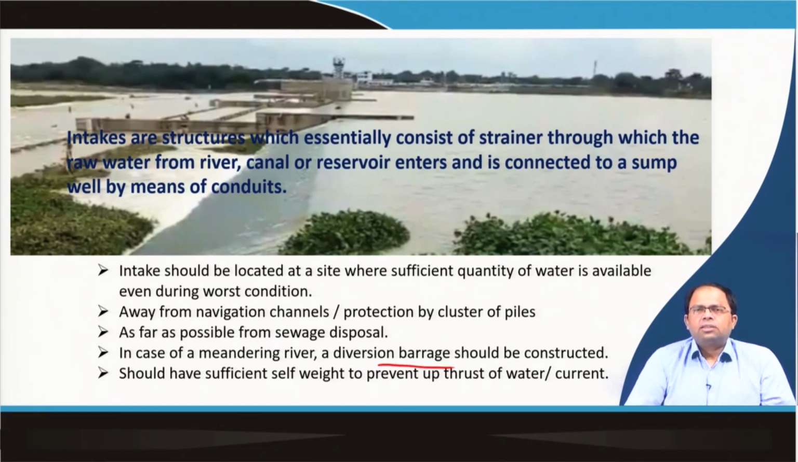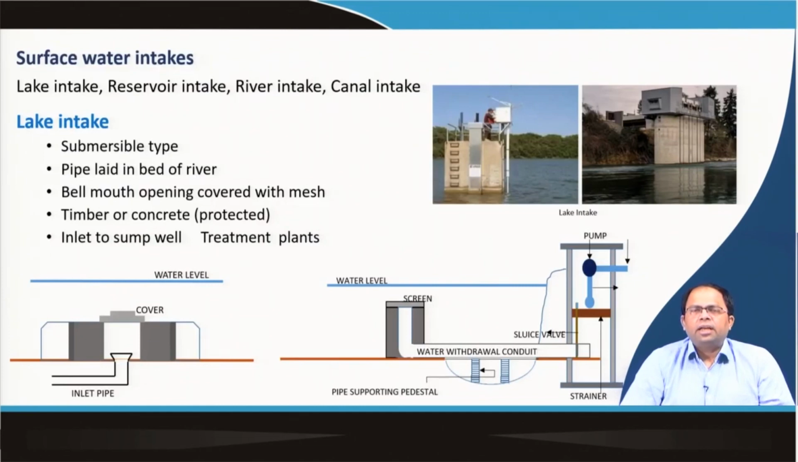These intake structures should also have sufficient self weight to prevent the upthrust of water or current. Because of buoyancy, any structure that you build inside the river channel would be lifted up. So, it should have a certain weight so that this doesn't happen. So, this is what an intake is, and then there are different kinds of intakes.